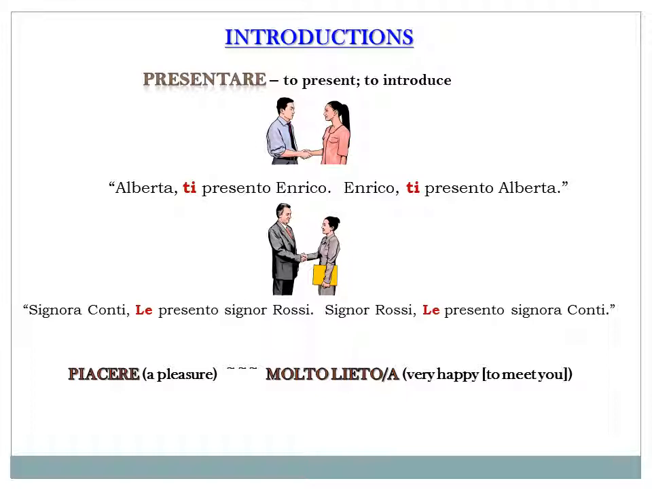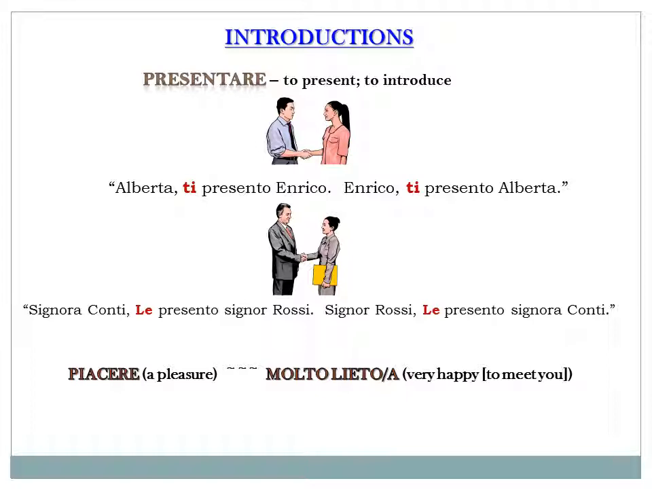If the situation is formal, for example, I wish to introduce my son's math teacher, Signora Conti, to my elderly neighbor, Signor Rossi, I would say, Signora Conti, le presento Signor Rossi. Signor Rossi, le presento Signora Conti.